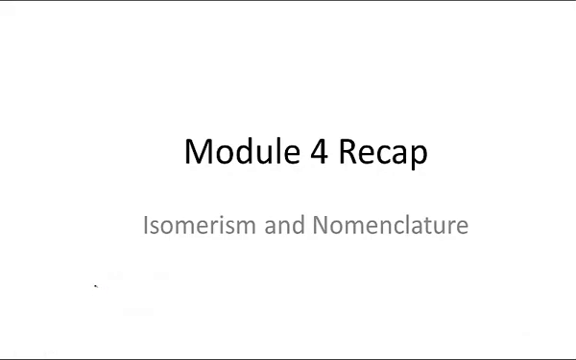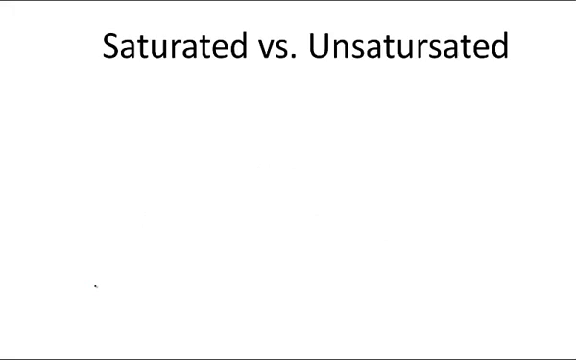Okay, let's talk Module 4. Module 4: isomerism, nomenclature, two big words to make you sound smart once you know what they are. But they're really not that complicated. The first thing I did in the unit was introduce saturation versus unsaturation, because it can be a useful tool to help you figure out how a chemical formula relates to the structure of a molecule.